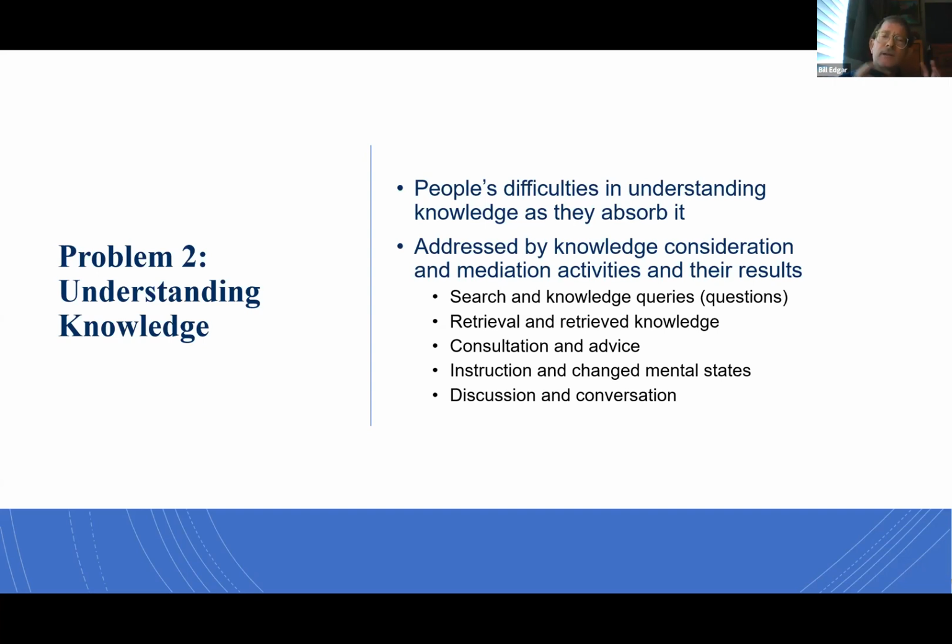So again, here, the challenge that people have is they need to try to understand knowledge, and what KM and information professions can do in regards to this is to offer these mediating activities that help with consideration of knowledge.